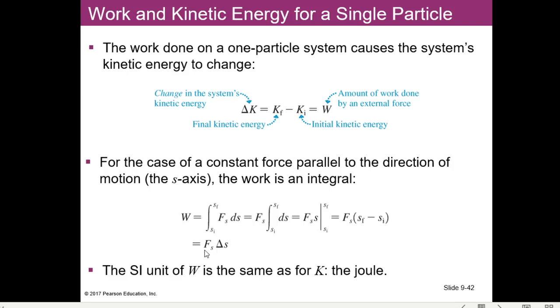So the work done in this case of a constant force parallel to the direction of motion is just F sub S times delta S. Notice that the SI unit for W is also a joule.